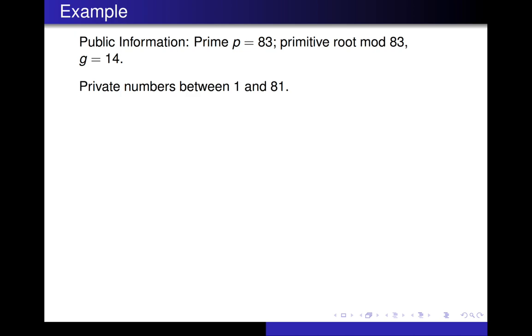Now Alice and Bob have to pick their private numbers between 1 and 81, and they can literally pick any private number between 1 and 81. Let's say Alice picks 75 and Bob picks 40.